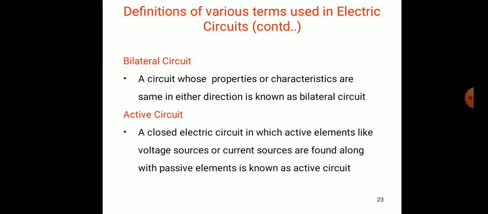The next one is the active circuit. What is an active circuit? A circuit where active elements like a voltage source or current source are involved is known as an active circuit. Generally, a DC circuit or simple electrical circuit always needs an active element, because the active circuit supplies the energy to the network or circuit.